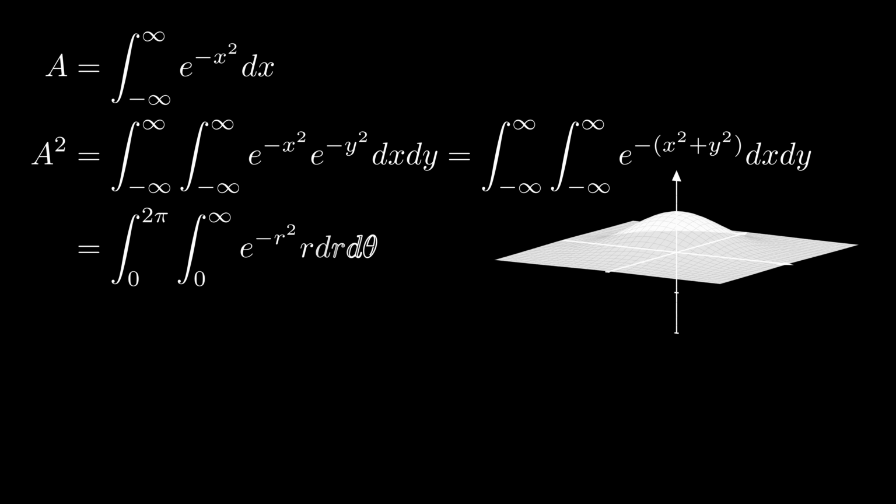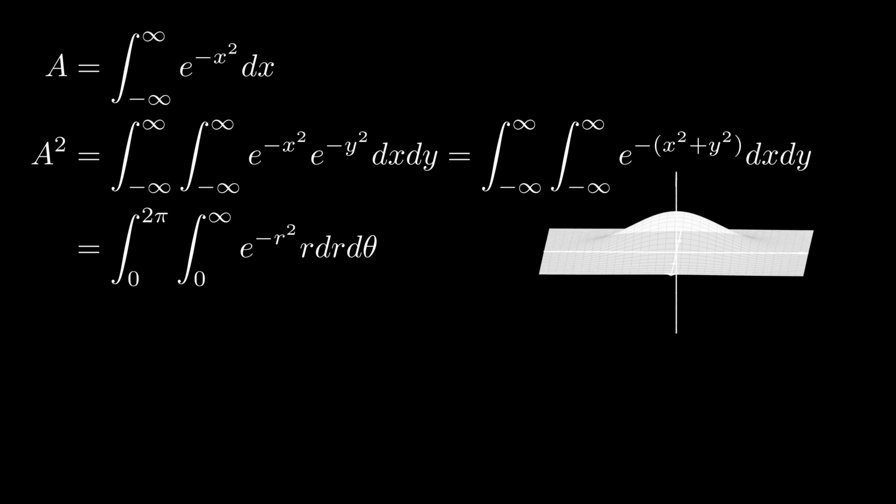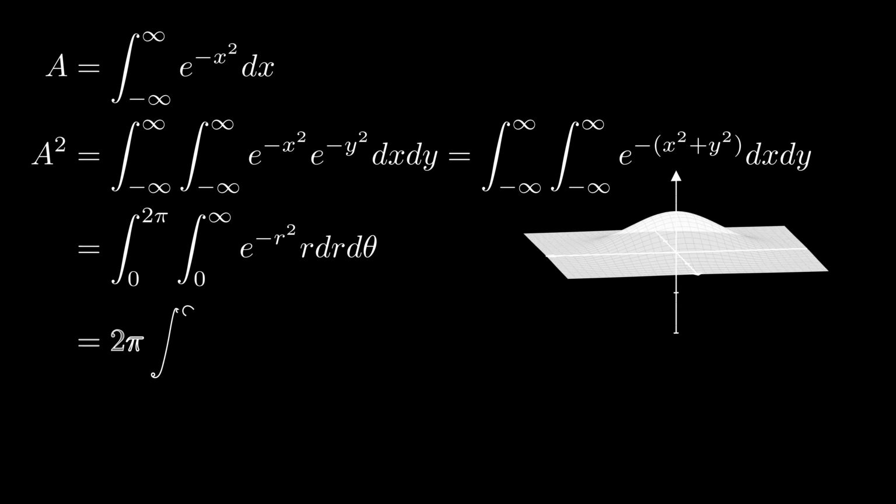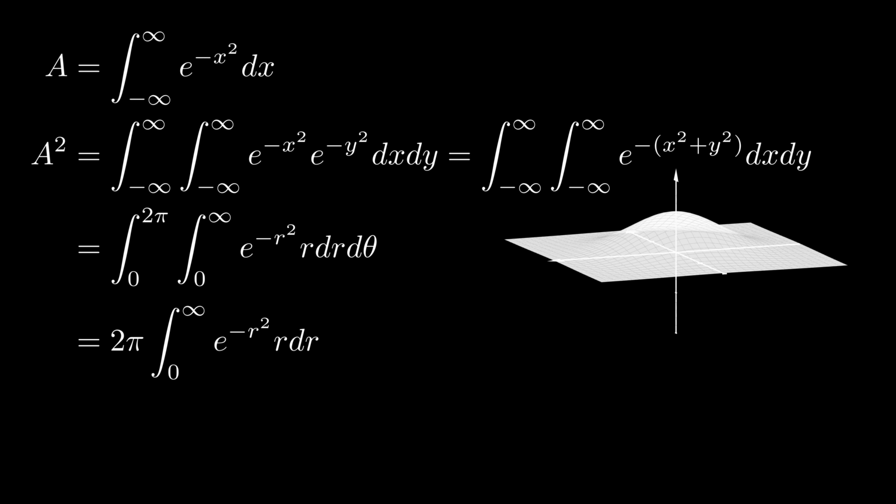Here is our new integral in polar coordinates. We can see that the x squared plus y squared became r squared by Pythagoras' theorem, and the Cartesian area element dx dy became the polar area element r dr dθ. First, we can solve the angular integral to get a factor of 2 pi. And now we are just left with the radial integral.